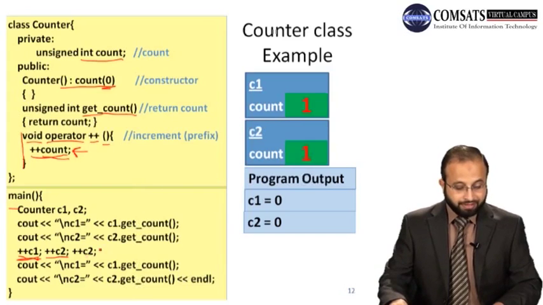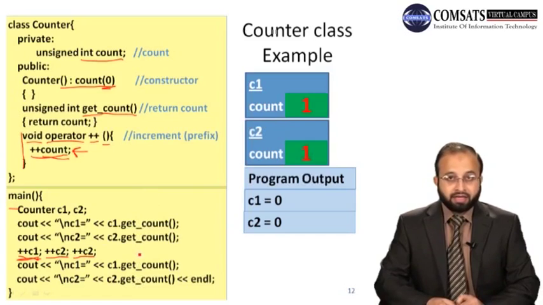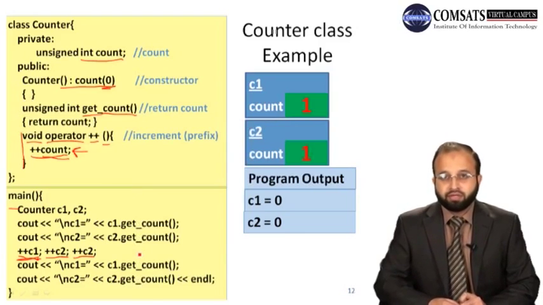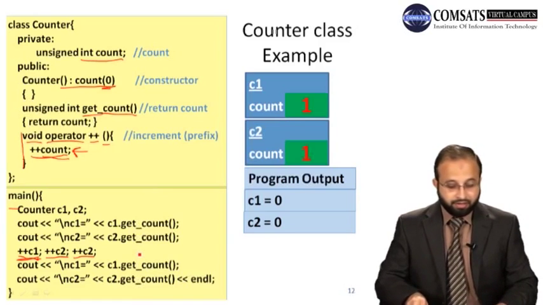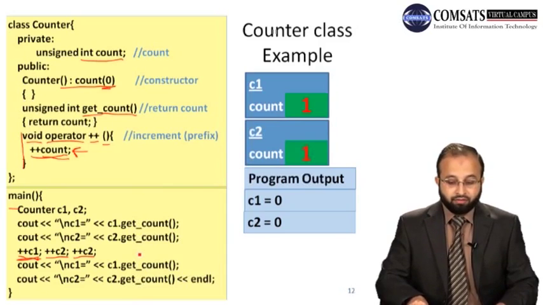Now the third statement is again ++C2. Now here again the C2 object causes the operator ++ function of the counter class to be invoked, and the private data member of C2 will be directly accessible in that function. So the counter value of C2 was 1. Now it is incremented again and it will become 2. Previously 1 and then it becomes 2.